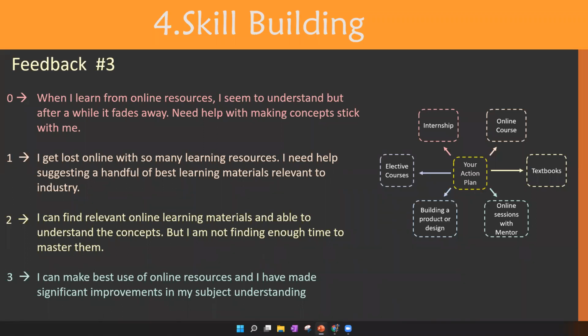And in case you feel that you are getting lost with so many learning resources, we click on this video, then we go to another video from there, we keep moving, but finally we don't know which one to actually pick and stay with.